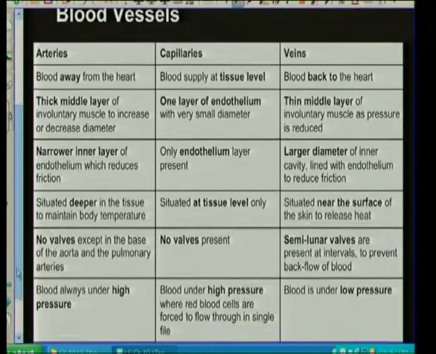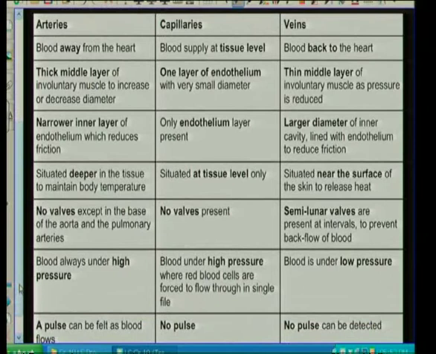Moving on, there's a nice table if we want to tabulate the difference in theory. There we go. Arteries take blood away from the heart.